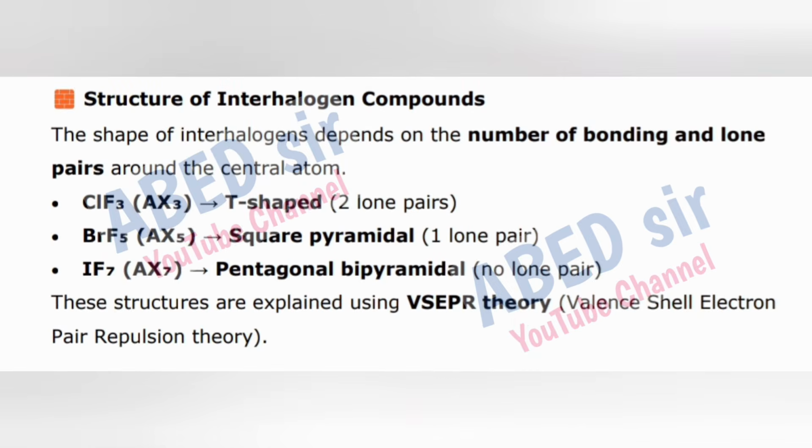Structure of interhalogen compounds. The shape of interhalogens depends on the number of bonding and lone pairs around the central atom. ClF₃, AX₃, T-shaped, 2 lone pairs. BrF₅, AX₅, square pyramidal, 1 lone pair. IF₇, AX₇, pentagonal bipyramidal, no lone pair. These structures are explained using VSEPR theory, valence shell electron pair repulsion theory.